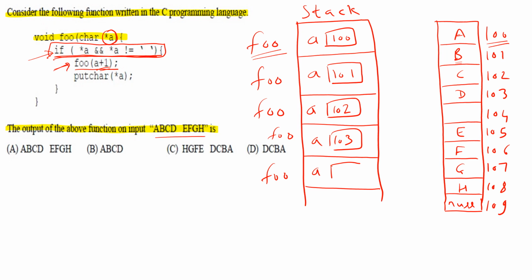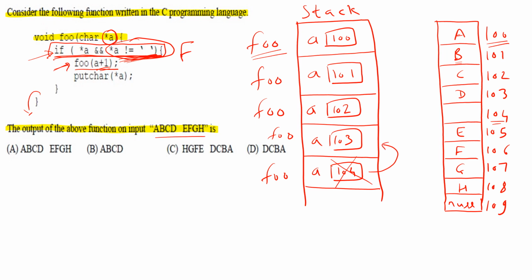And now this time when you call foo, A will contain 104, right? 103 plus 1 is 104. Now we check whether the character at address 104 is a legal character. Yes, blank space is a legal character, but it is not a blank space, no, it is a blank space. So this condition becomes false. And since this condition becomes false, you exit from that call. So you pop that out. Instead of erasing it, I'm crossing it like this to show that it is popped out, and we go back to the previous call.